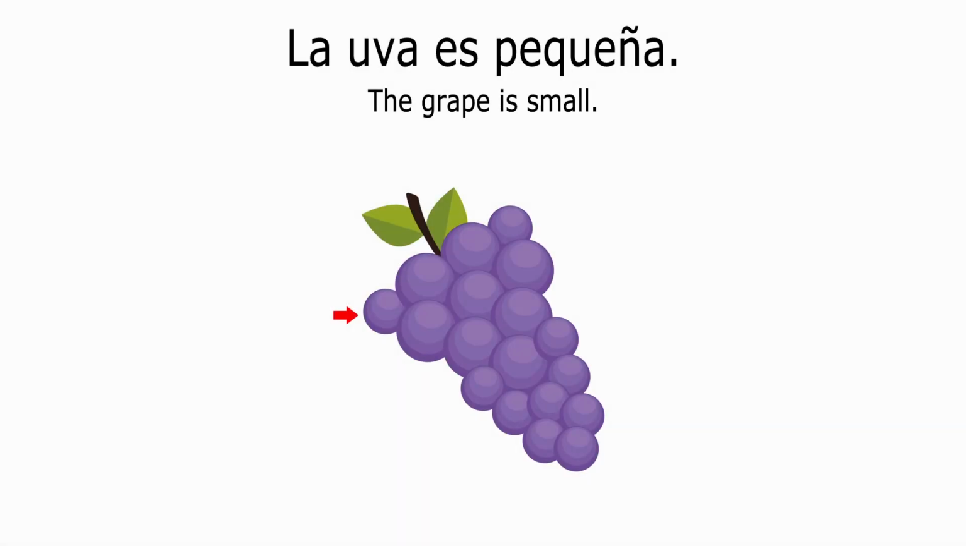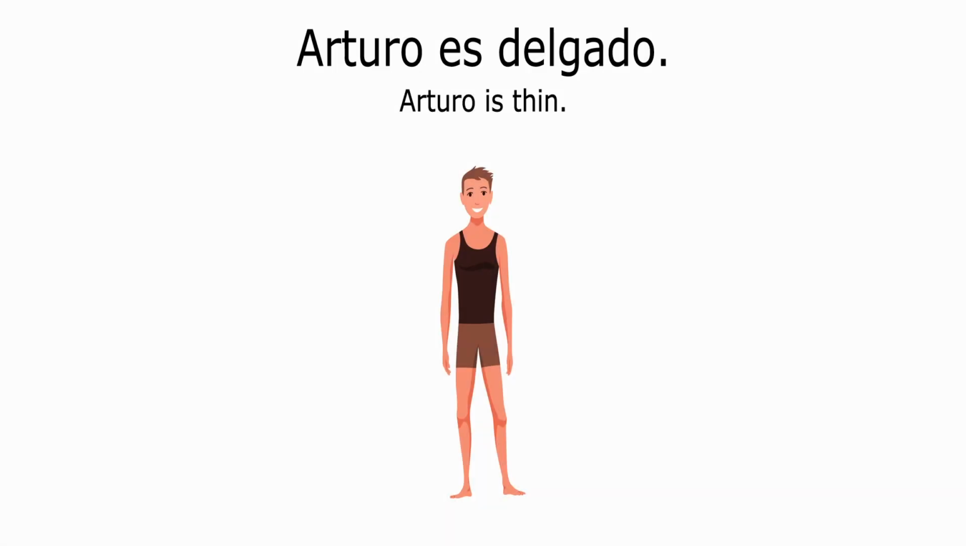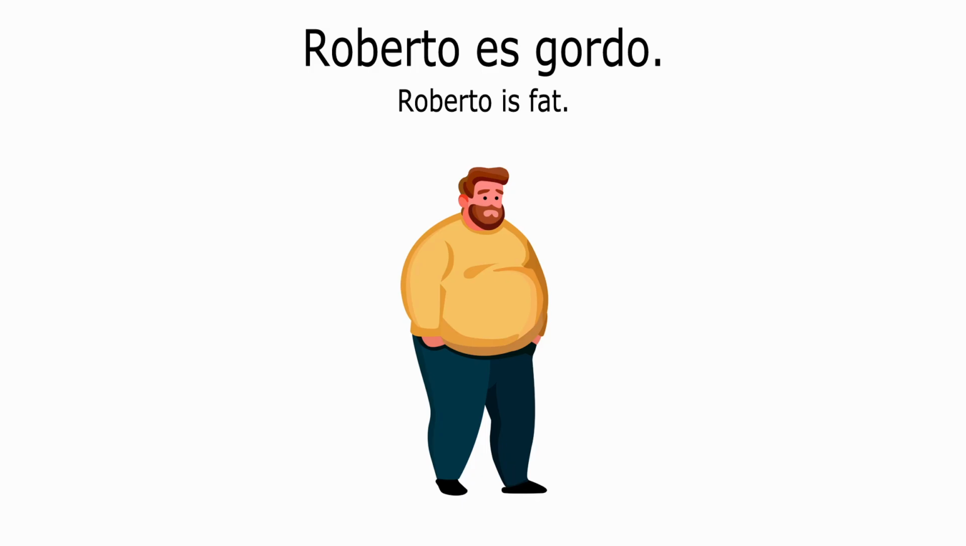La uva es pequeña. The grape is small. Mi hermana Marta es alta. My sister Marta is tall. Arturo es delgado. Arturo is thin. La casa de Juan es grande. Juan's house is big. Roberto es gordo. Roberto is fat.